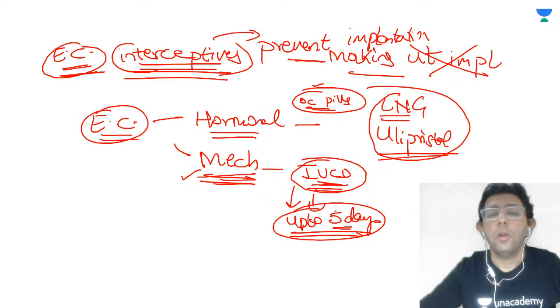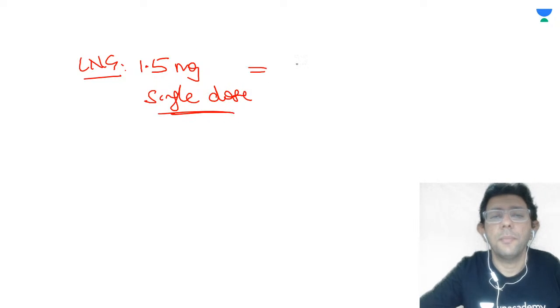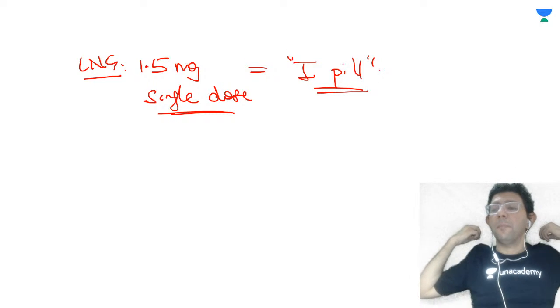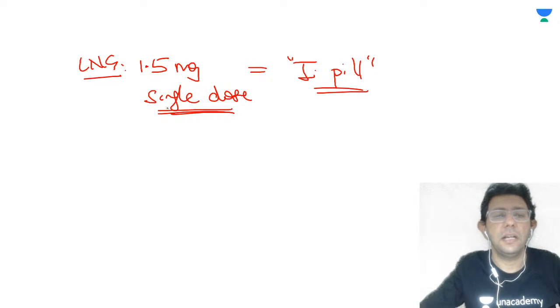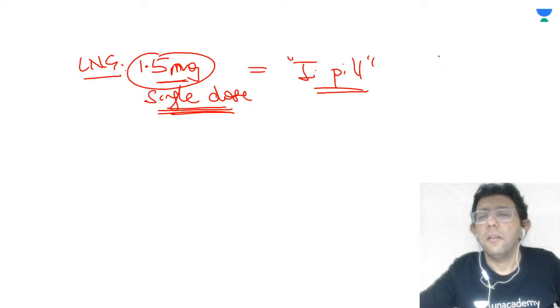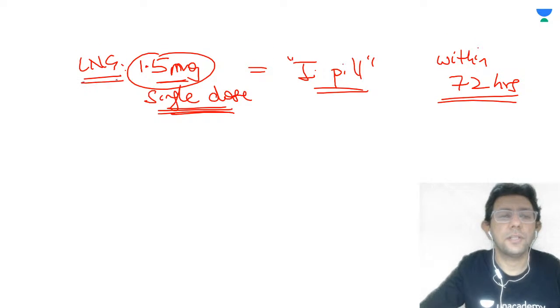Now for the hormonal ones, two main, as I told you, LNG and ulipristal, both are tablets. LNG dose is 1.5 milligram, a single tablet or single dose. The very popular brand name is iPill. We may not need to know the brand name, but iPill is very popular, so we should know what it contains: a single tablet of 1.5 milligram. Doses could be asked in the upcoming exam. It is effective within 72 hours of unprotected, unplanned intercourse.